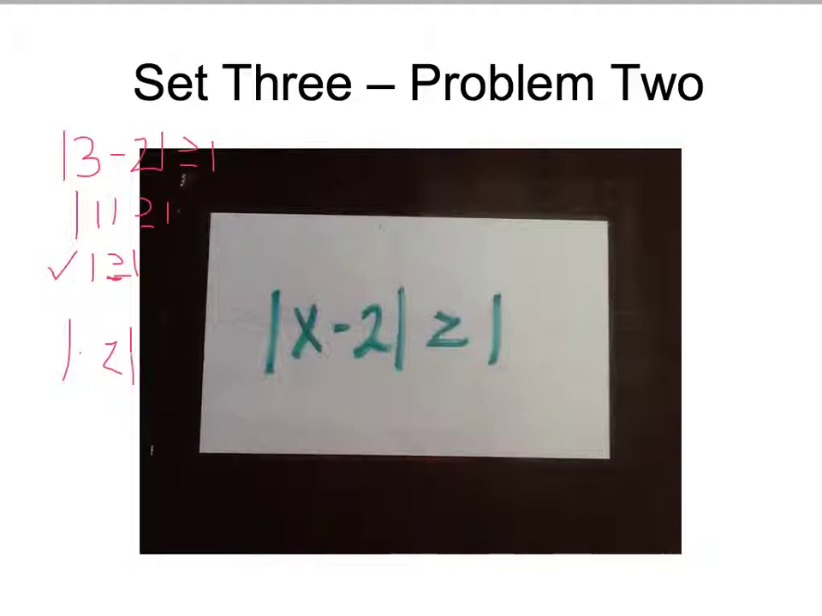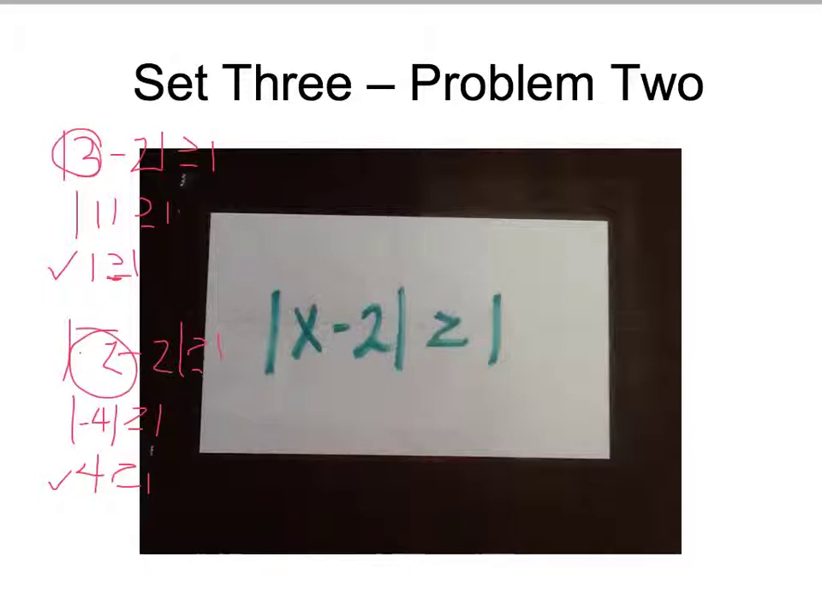-2. Oops. I didn't take away 2 first. -2 for x, minus 2, the absolute value needs to be greater than or equal to 1. -2 minus 2 is -4. The absolute value of that is +4, which is greater than or equal to 1. So -2 is another one of my solutions.